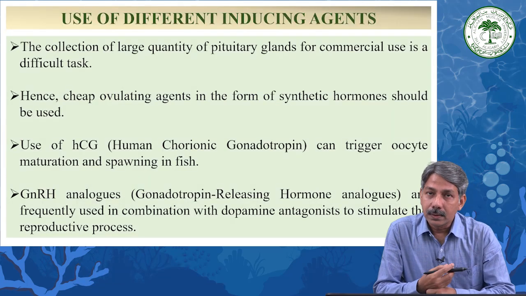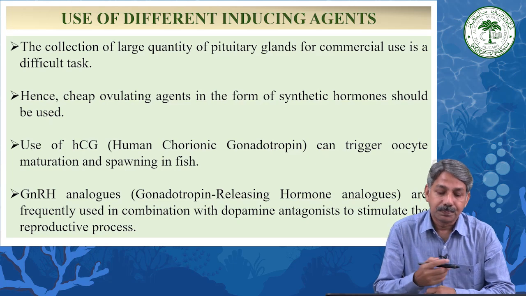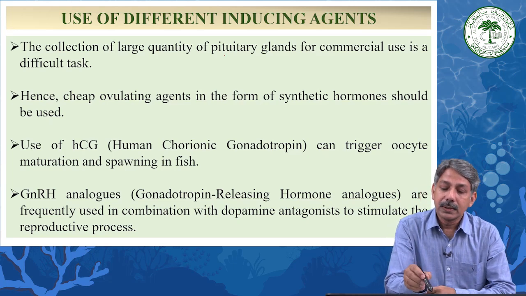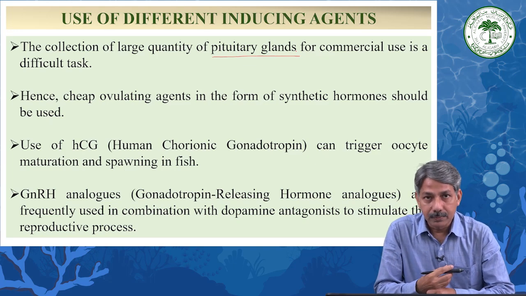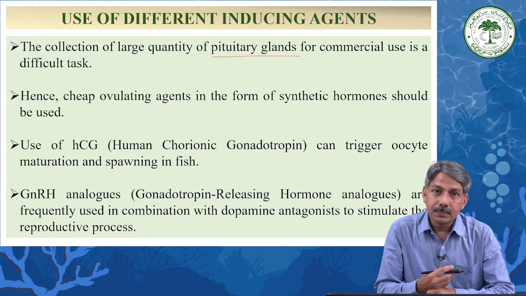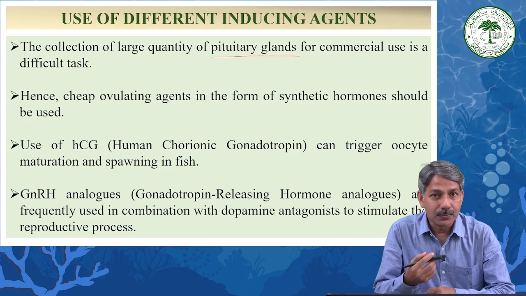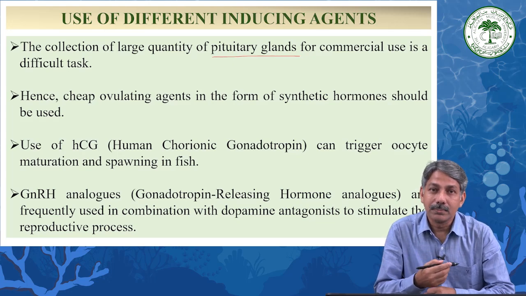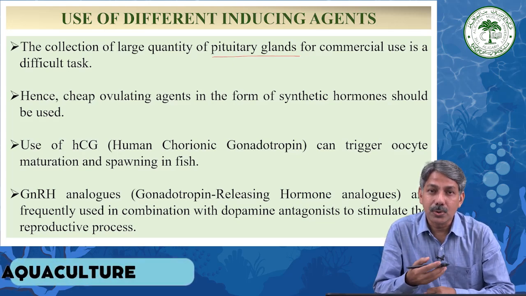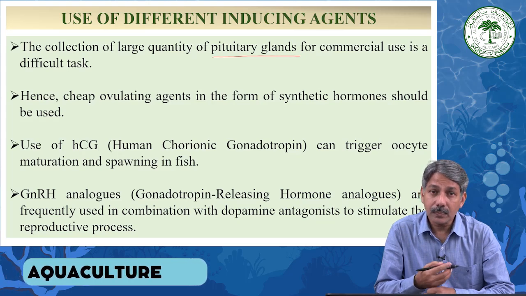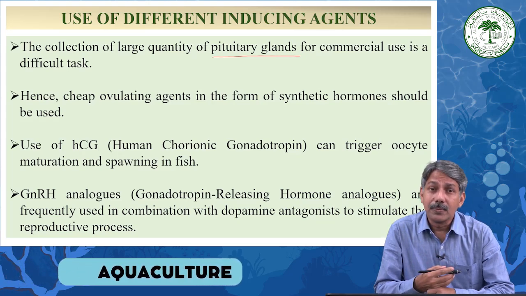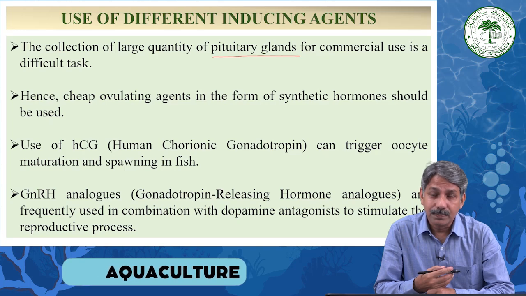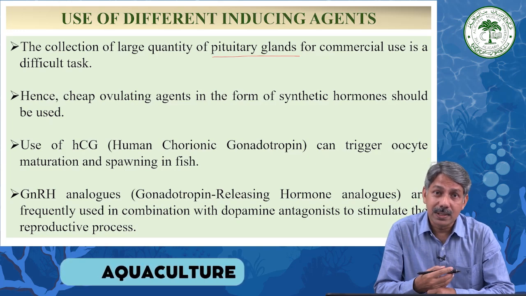If you can recall my previous lecture, we talked about the use of pituitary glands for induced breeding. And pituitary glands are to be extracted from some fishes which are entering into the mature phase. For that, you need to kill a prospective brooder fish which could have participated in the breeding program.